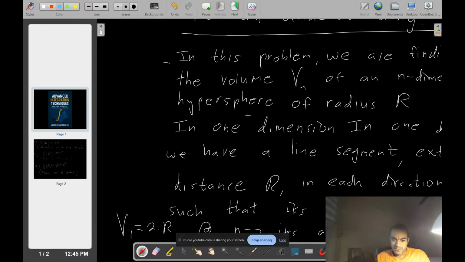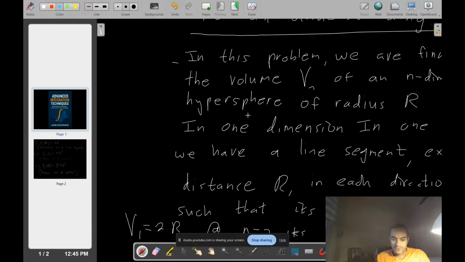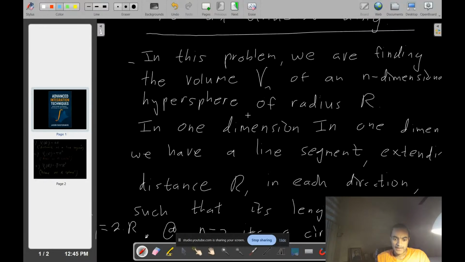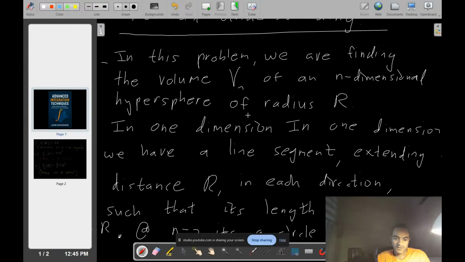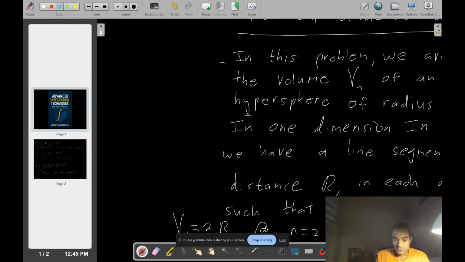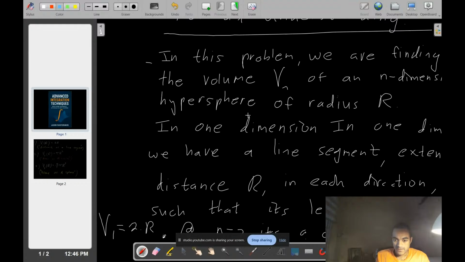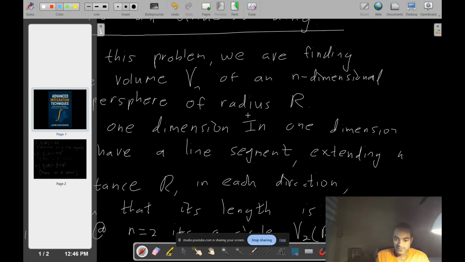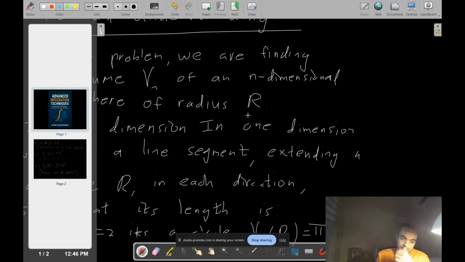So at n equals 1, V1 will be 2R. n equals 1 is a line. n equals 2 is a circle. You're going to notice some interesting pattern here. It goes from V sub 1 being 2R at n equals 1, to V sub 2 of R being pi r squared at n equals 2. Pi r squared, you already know, is a regular two-dimensional circle.